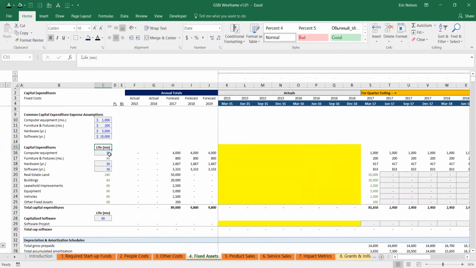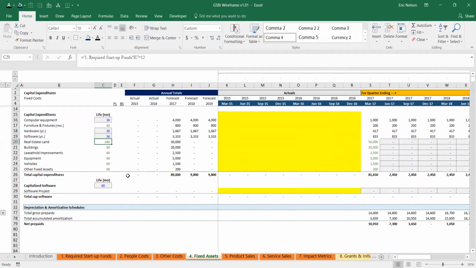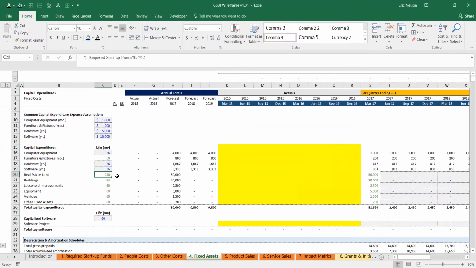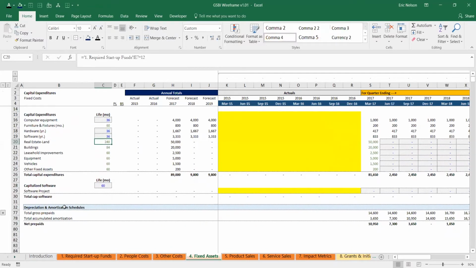If something has life in months above it, this signifies how long you expect the asset to last you. So this will be different depending on what you're calculating. For computer equipment, this typically lasts a lot shorter than a piece of real estate. Calculating depreciation will come in handy a little bit later in this model.